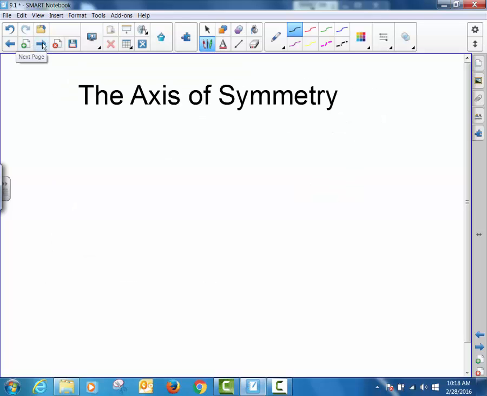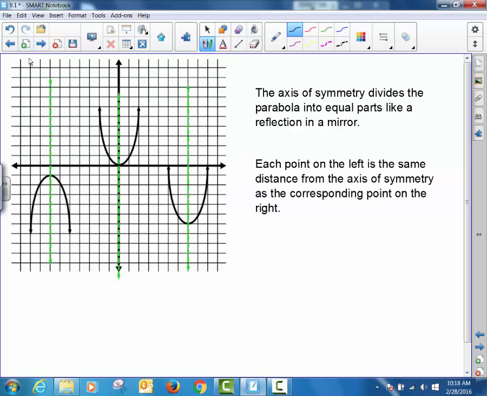The axis of symmetry. The axis of symmetry divides the parabola into 2 equal parts, like a reflection in a mirror. This is the axis of symmetry. This one, and this one are all axes of symmetry. If you notice, the side on the left is the same as the side on the right of the axis of symmetry. And each point on this side is the same distance from the corresponding point on this side.